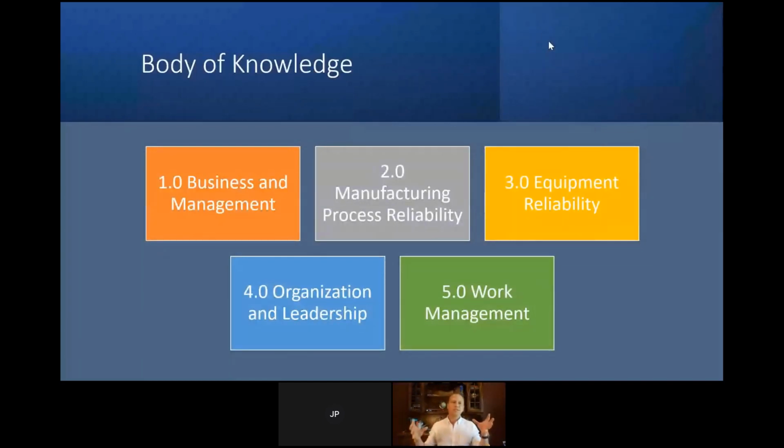What is interesting about what SMRP is looking for is how can those tools out there support the manufacturing, maintenance, reliability community. So as you prepare, those are the kind of questions you want to ask yourself.